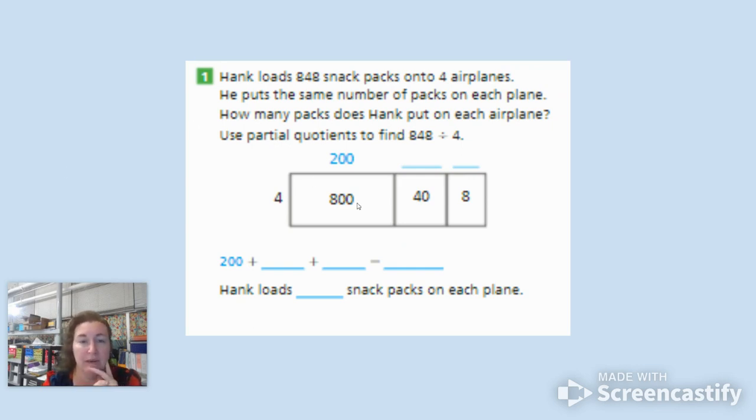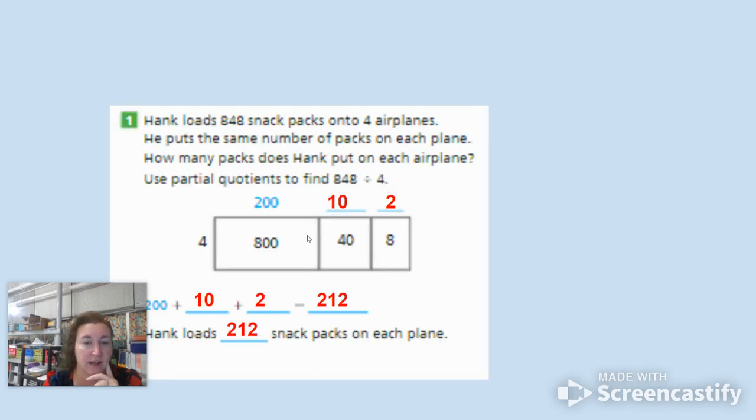Well, here's our area model. We broke 848 into 800 plus 40 plus 8. And we know 800 divided by 4 is 200. And then 40 divided by 4 is 10. 8 divided by 4 is 2. We add these 3 partial quotients, 200 plus 10 plus 2 is 212. So there's 212 snack packs on each plane.